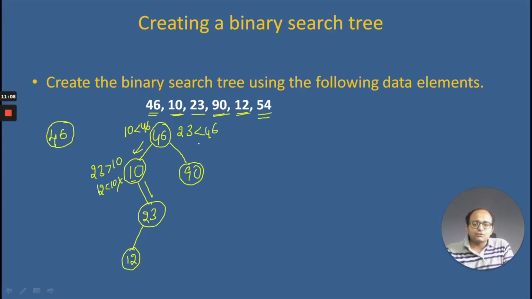Next 54. 54 is compared with the root node 46. So 54 is greater than 46. So move towards right. And now 54 is compared with 90, and 54 is less than 90, condition true, and 54 is inserted as the left child. Okay. So this is the final binary search tree after performing insertion.